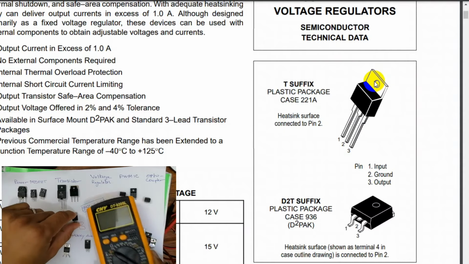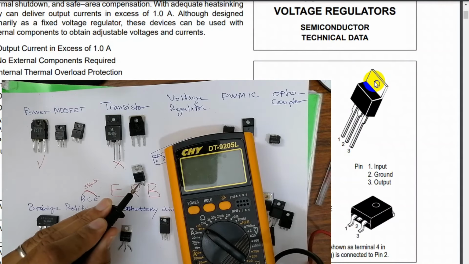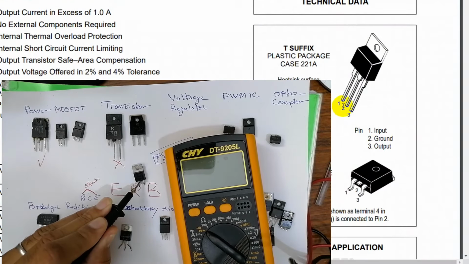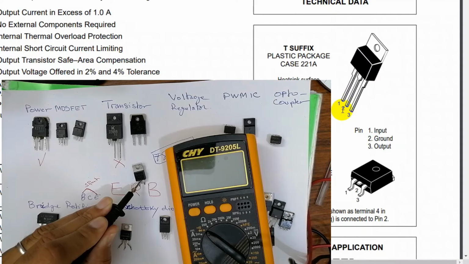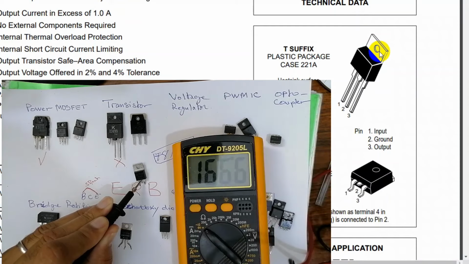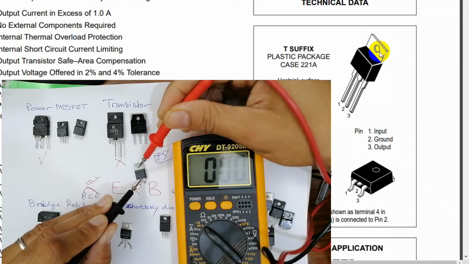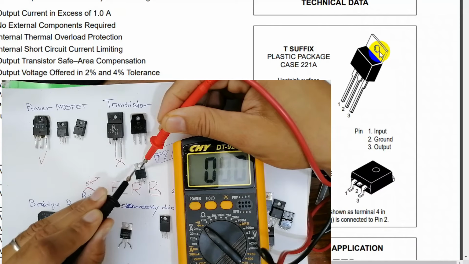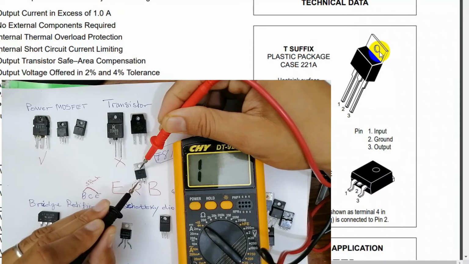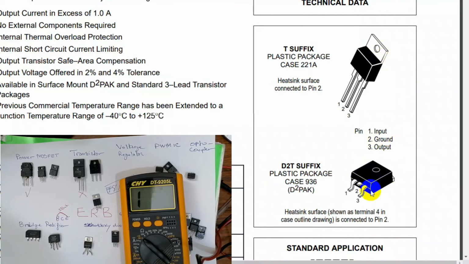We can even check using the multimeter. In the schematic, pin 2 is ground, so this also should be ground. Let's check using the multimeter. We should get a buzzer. As you can see, low resistance in the multimeter. So this is ground. This and this are connected. Here we have input, ground, and over here we have output. You can also find this type of voltage regulator.